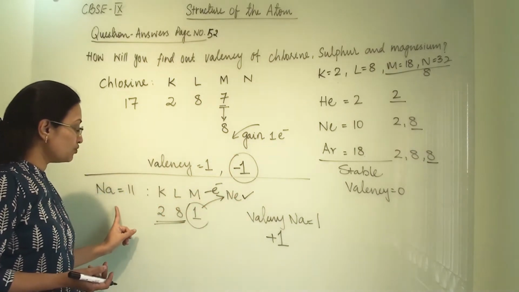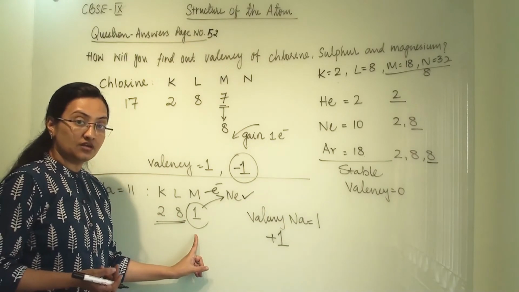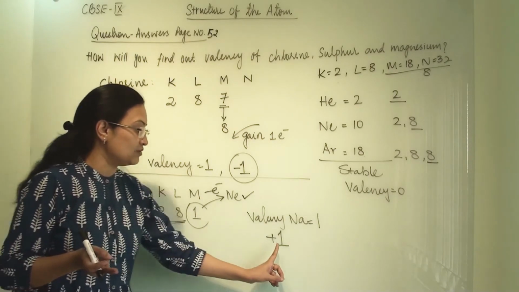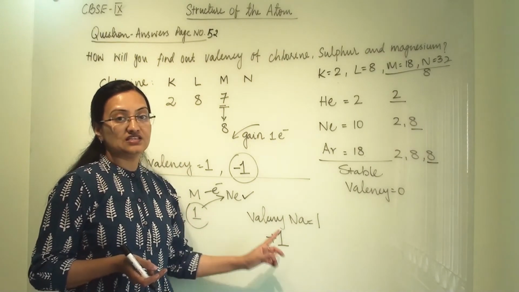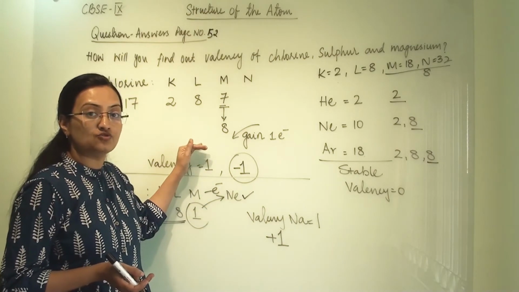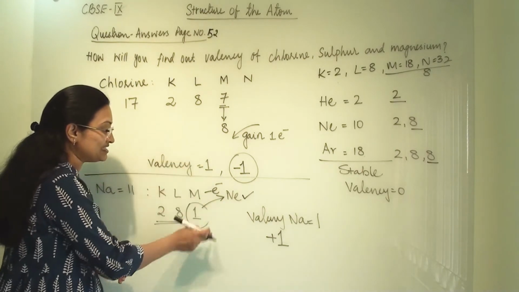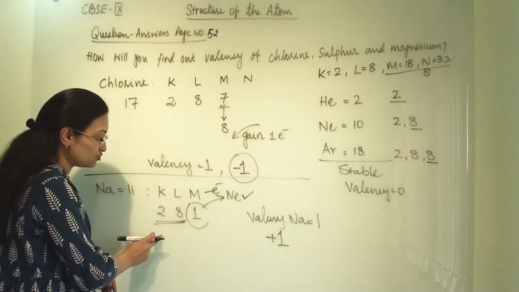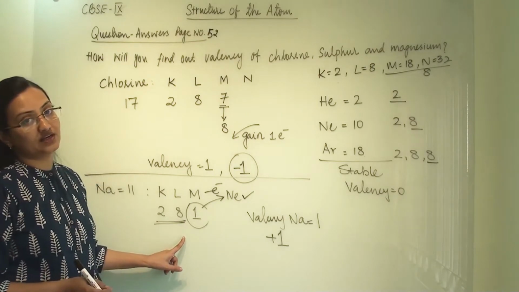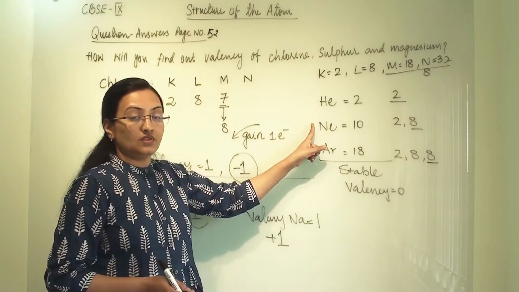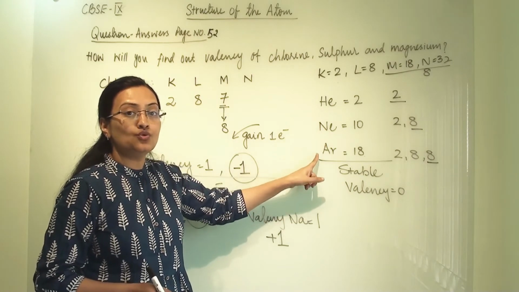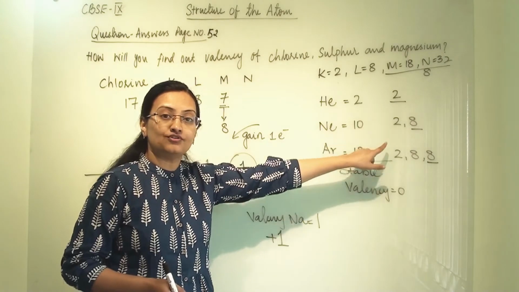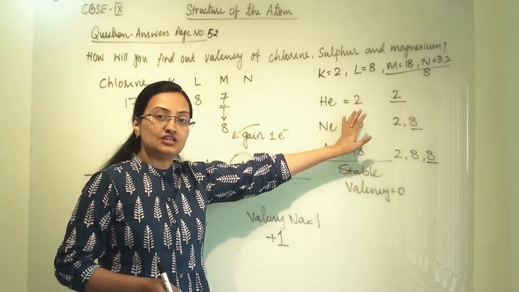And here the sodium's valency is also 1, but it will achieve the stable configuration after losing 1 electron. So that will be +1. So that is the basic difference between chlorine and sodium. Both valencies are 1, but chlorine is getting it by gaining 1 electron and sodium is getting it by losing 1 electron. It depends upon which noble gas they are situated nearer to, and they will acquire the electronic configuration like the noble gas nearer to them.